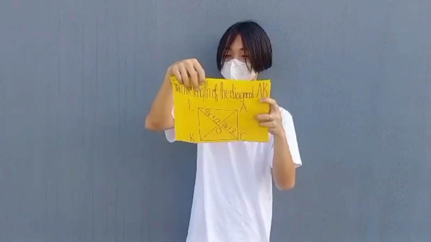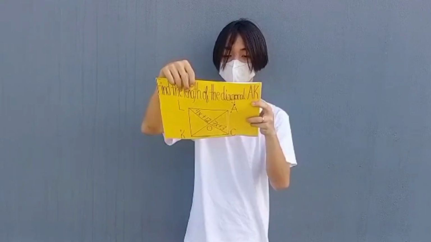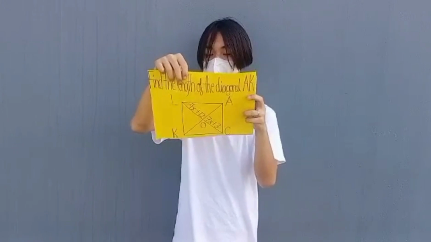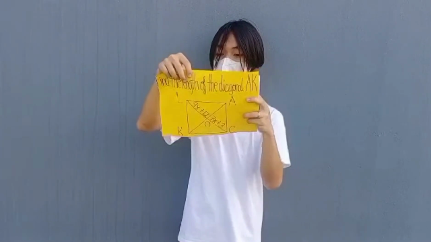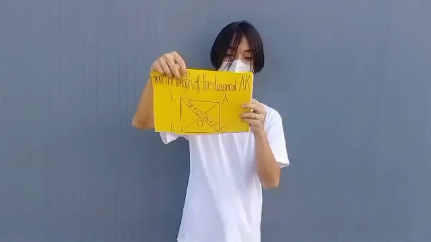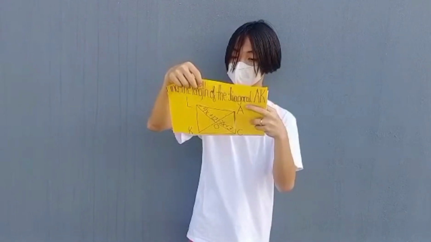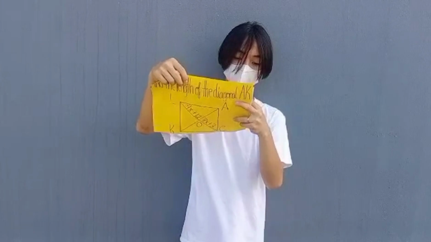Divide both sides by the number with the variable, so divide by 3. 3x divided by 3 cancels the 3, and the variable is left, so the value of x is 3.